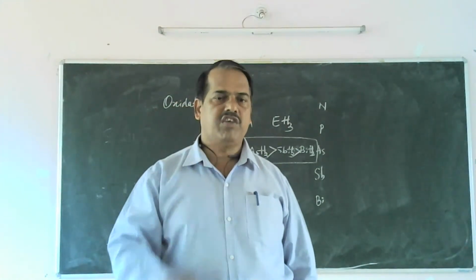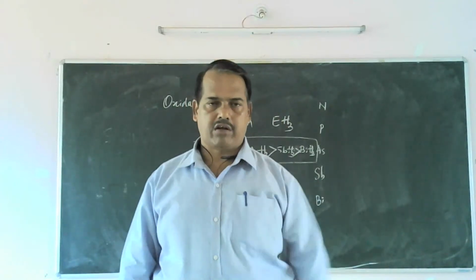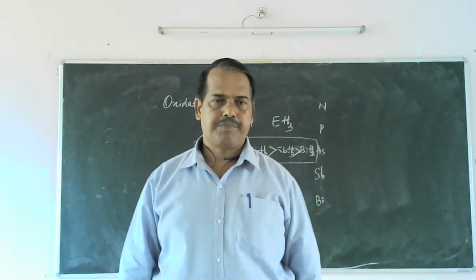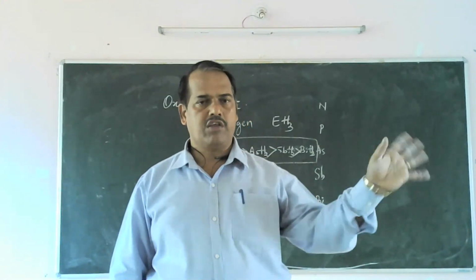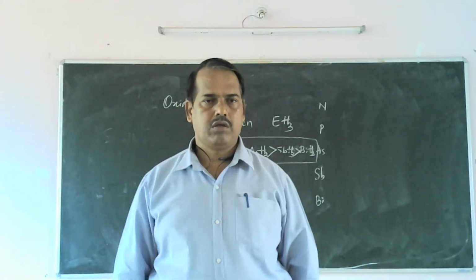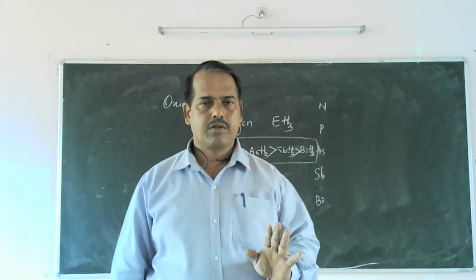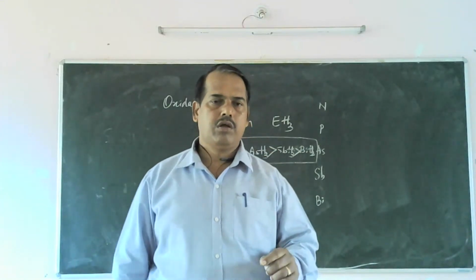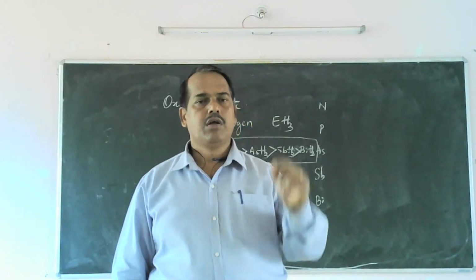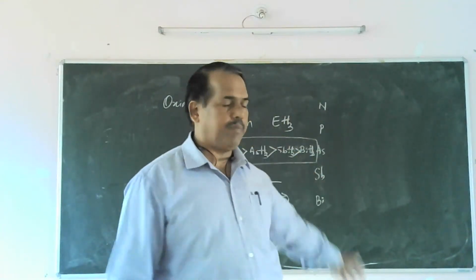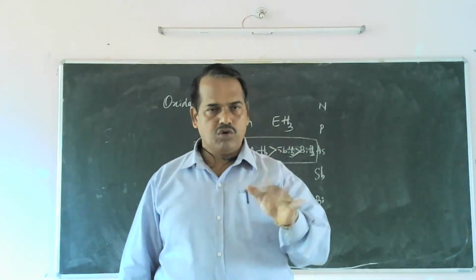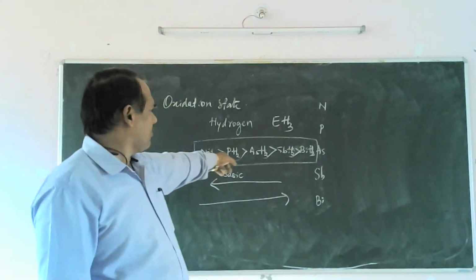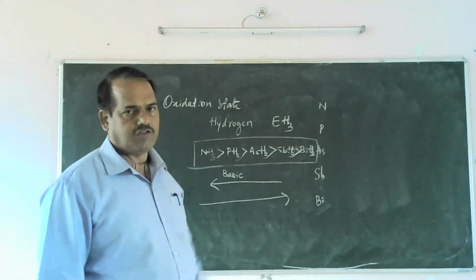stability, then basicity and reducing character. Sometimes one question can also appear in CET, where you have to arrange in increasing or decreasing order. Okay, I will repeat again. When group 15 elements react with hydrogen, they form EH3 type of hydrides. Those are NH3, PH3, AsH3, SbH3 and BiH3.